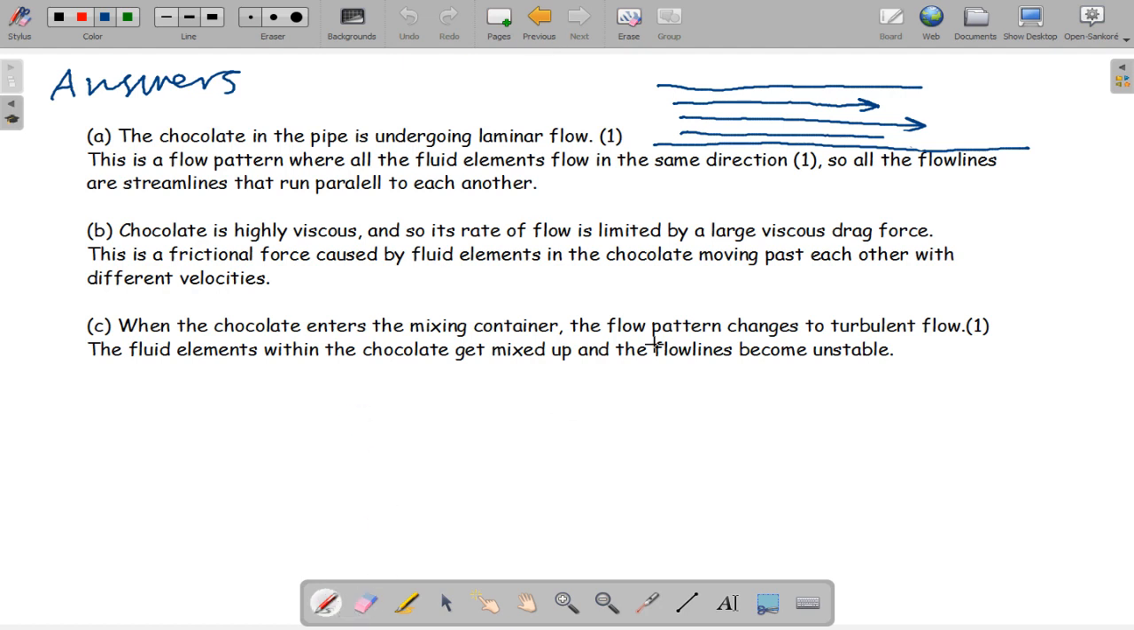To add to part B, that was the point of the diagram where I showed you this blue arrow and the red arrow. So they can undergo friction like that.